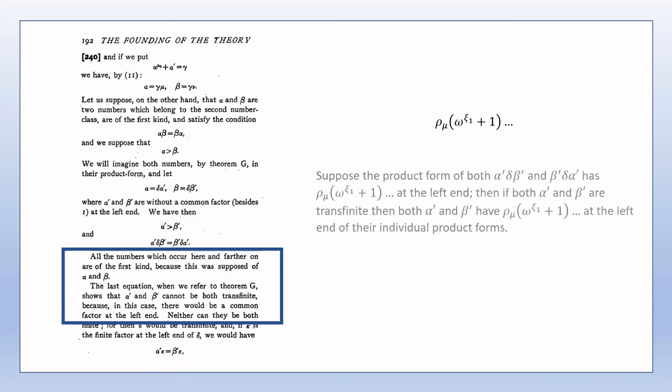Suppose the product form of both alpha prime delta beta prime and beta prime delta alpha prime has rho mu times omega to the power of psi 1 plus 1 at the left end. Then if both alpha prime and beta prime are transfinite, we must have that both alpha prime and beta prime have rho mu omega to the power of psi 1 plus 1 at the left end of their individual product forms, which is a contradiction since alpha prime and beta prime we assumed to have no common factors at the left end of their product forms other than 1.